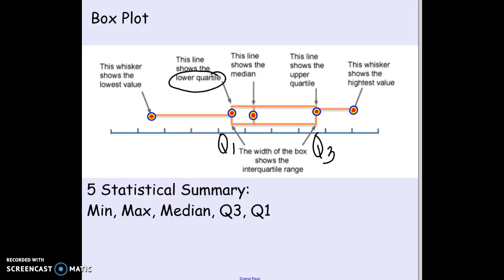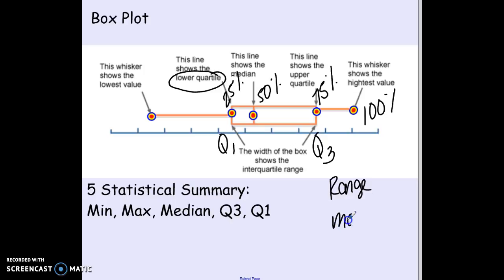You should know that the median is the middle. The middle is 50%. The max is 100%. Q3 is 75% of the data. Q1 is 25% of the data. So each piece represents 25% of the data. The range of the data would just be the minimum subtracted from the maximum.